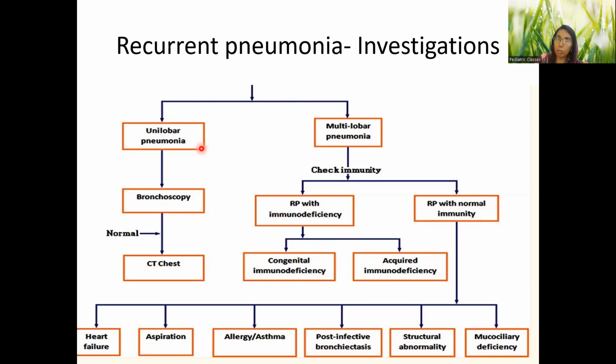You do a flexible bronchoscopy, you see a foreign body, take it out. If there is no foreign body, then if you do a bronchoalveolar lavage, you can actually do a biopsy if there is any neoplasm or any growth seen. But if all the things are normal, then you have to go and do a CT chest. Look for any space occupying lesions like a neoplasm or a sequestrated lobe, which is actually causing the problem.